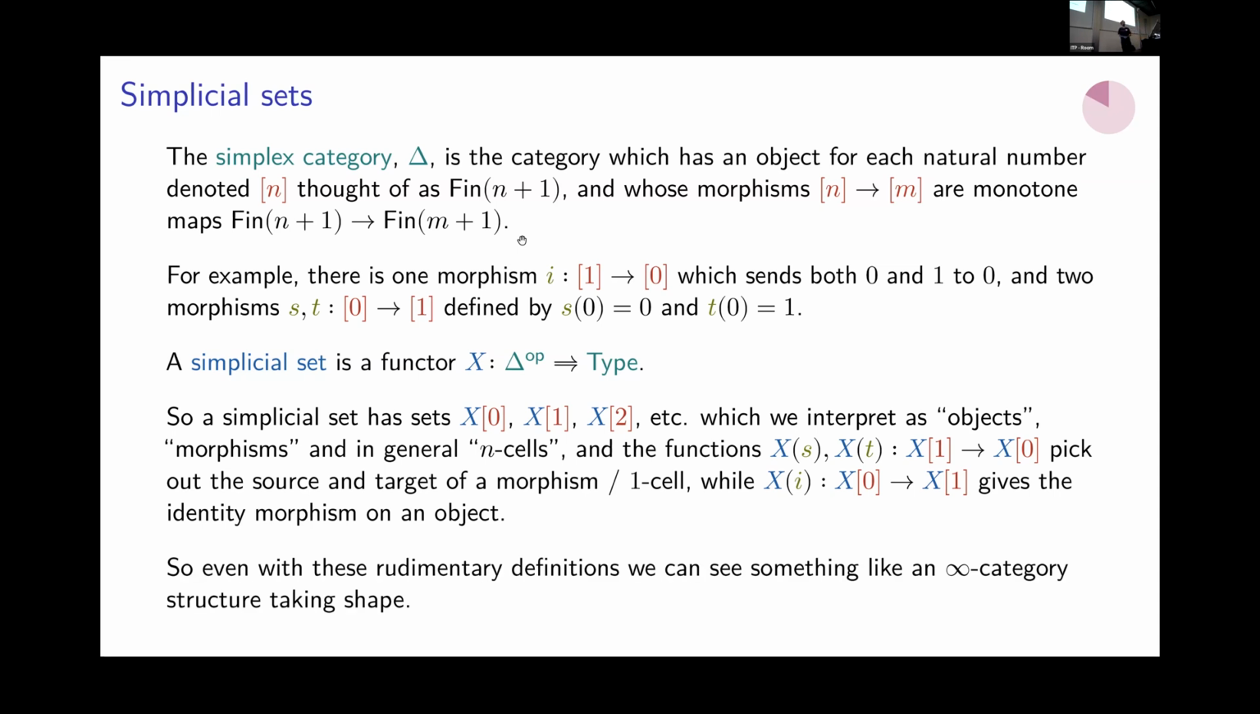So this is a sort of putative definition. Now, there are some things that I believe are missing from this. You need more constraints on it, but this is sort of the raw meat of an infinity category.